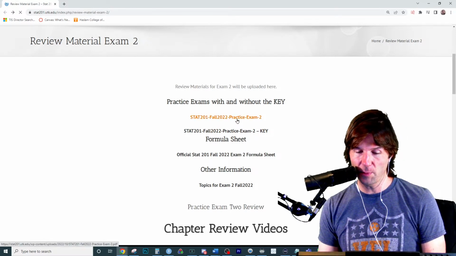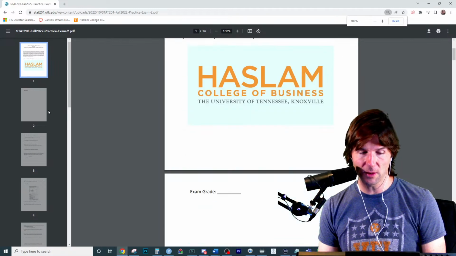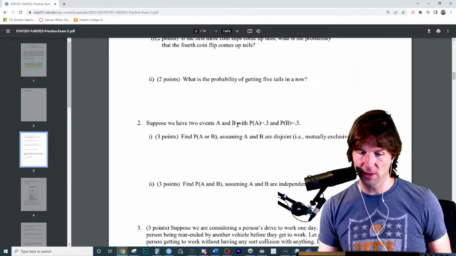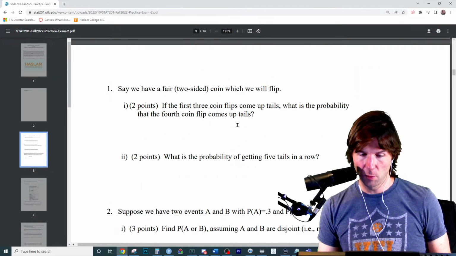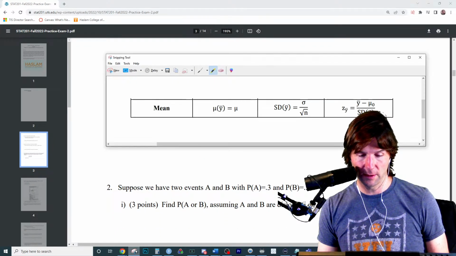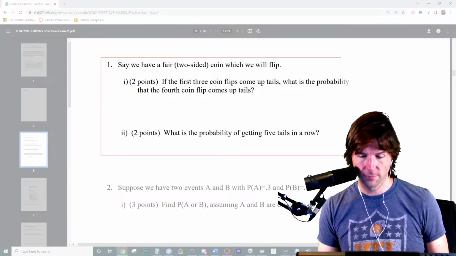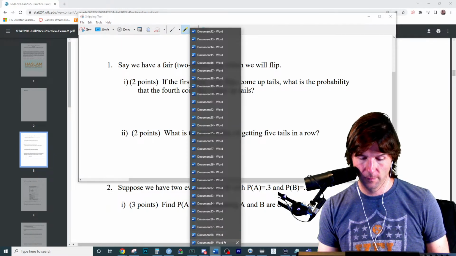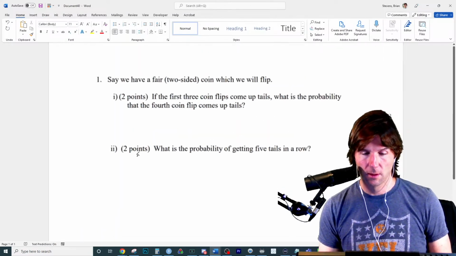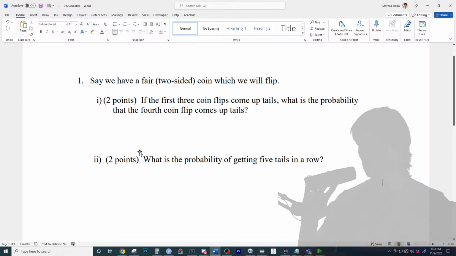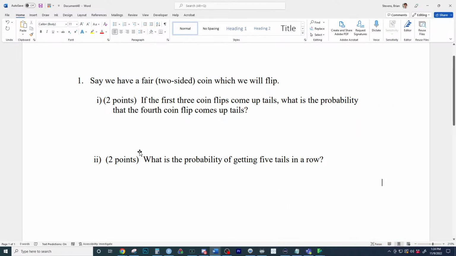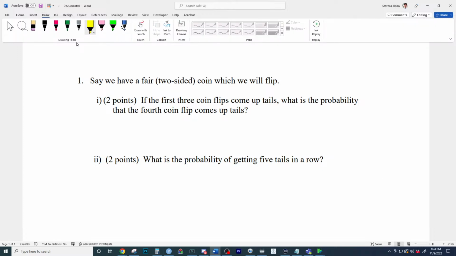So let's go look at the practice exam right here. It does open. That's good. And the practice exam has the following question. We have a fair two-sided coin. Let's go look at that. With a fair two-sided coin, if the first 3 flips are heads, tails, what is the probability the 4th flip will be tails?